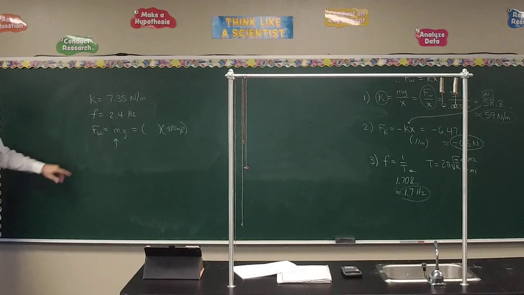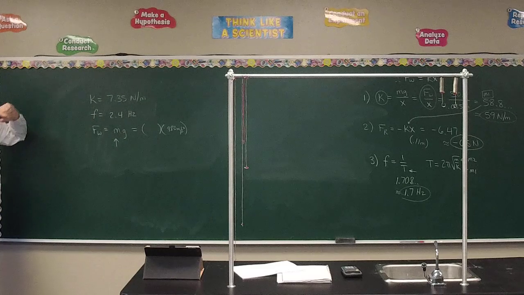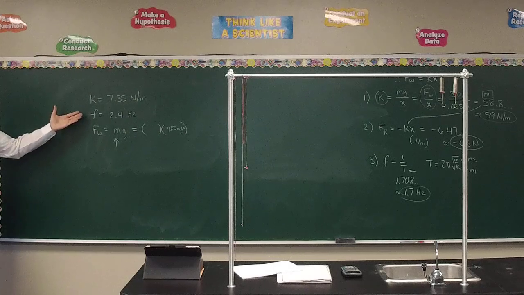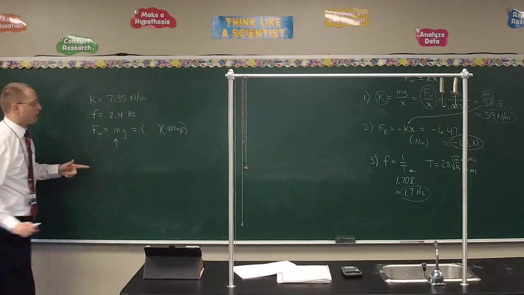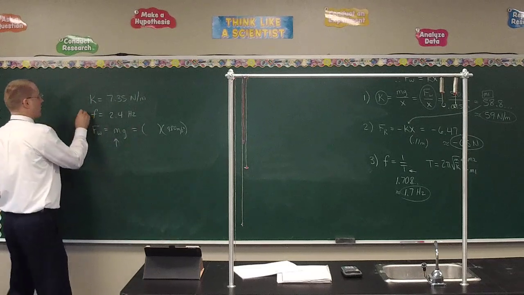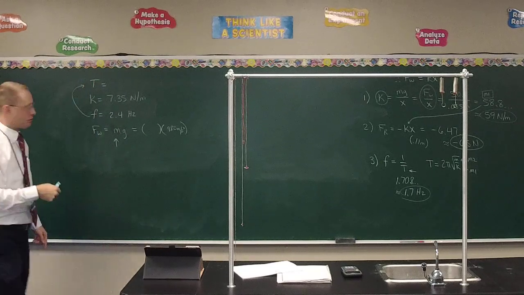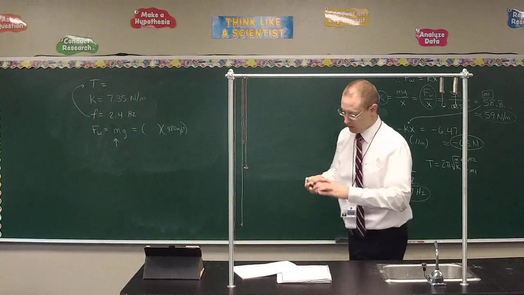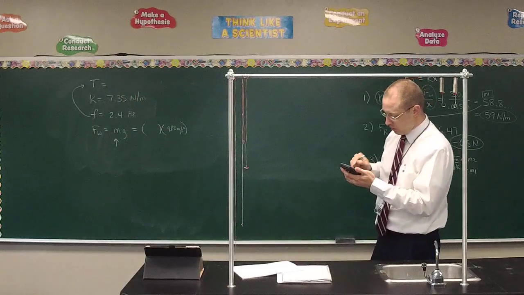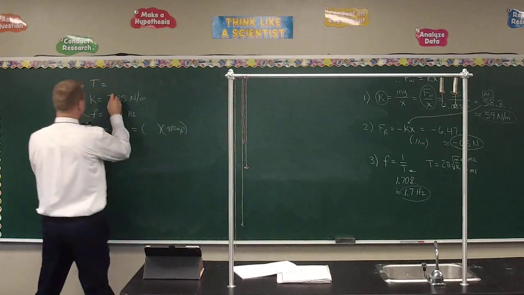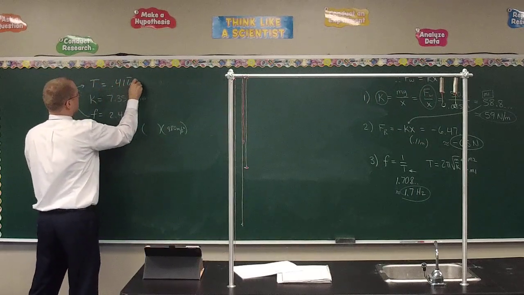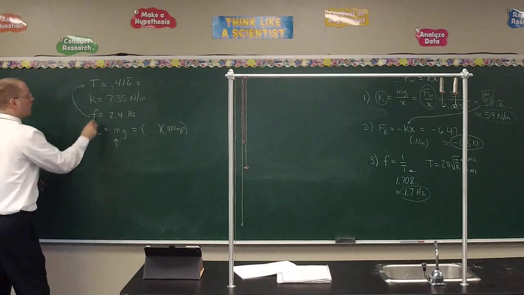Is there an equation that relates mass, frequency, and spring constant? Not really, because frequency really isn't related to anything except the period. But if the frequency is 2.4 hertz, then class, the period would be, find it. What would the period have to be, class? 0.416 repeating seconds. Okay.